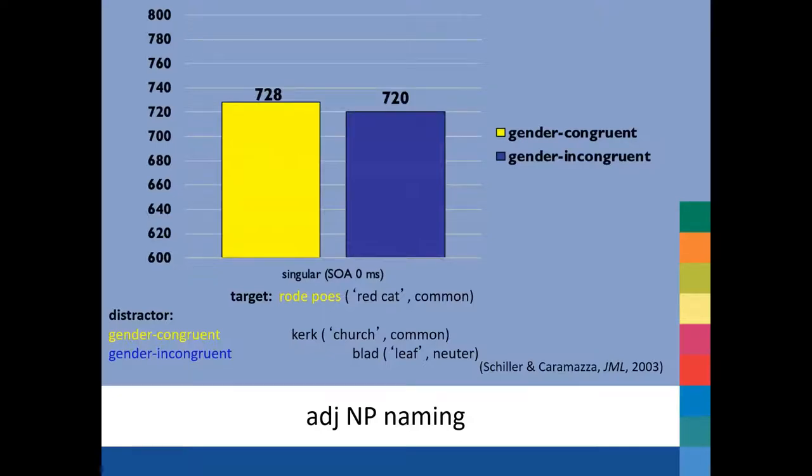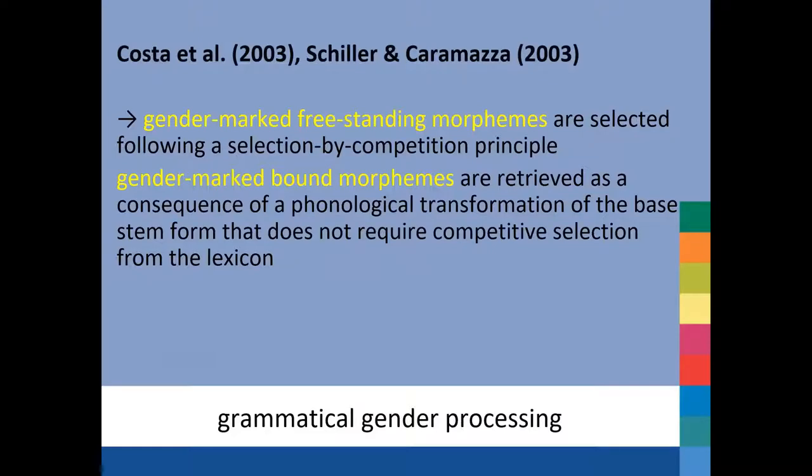And we think that there is really a fundamental difference between this condition here and the condition where you use determiners. So we think that the effect is really reflecting the case that gender marked freestanding morphemes are selected following what we call a selection by competition principle. However, gender marked inflectional morphemes are retrieved as a consequence of a phonological transformation process, and they are not selected competitively from the lexicon, okay?